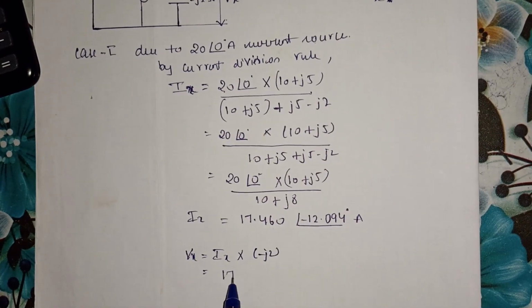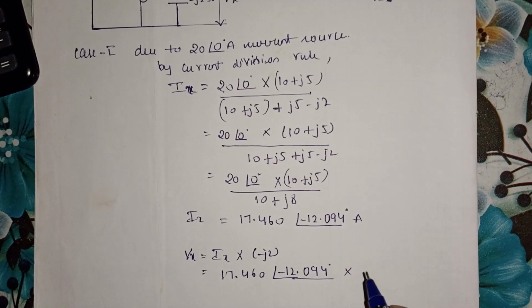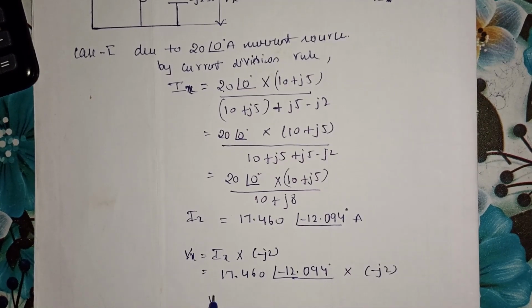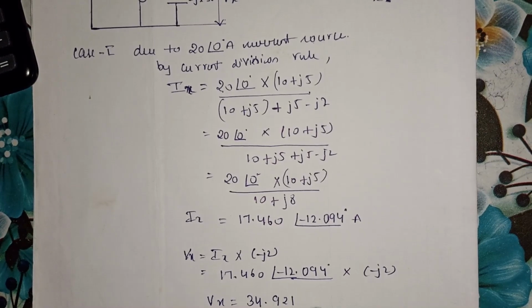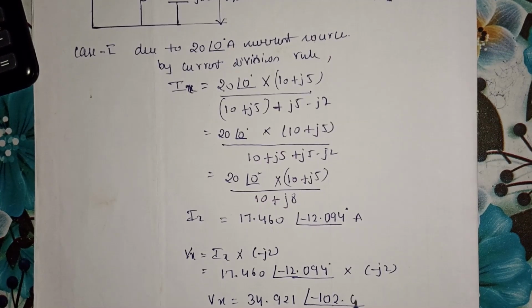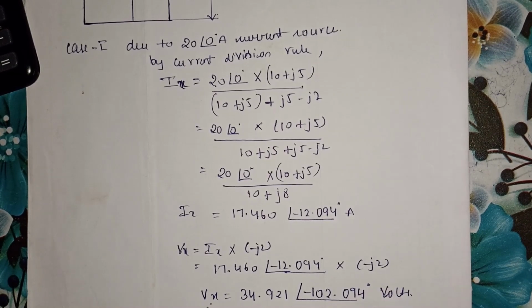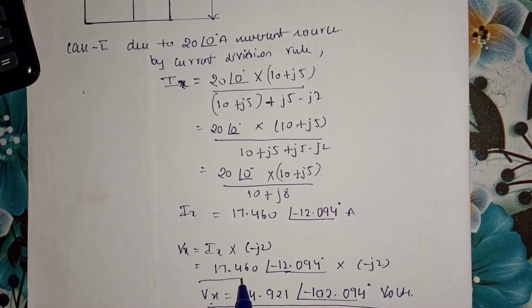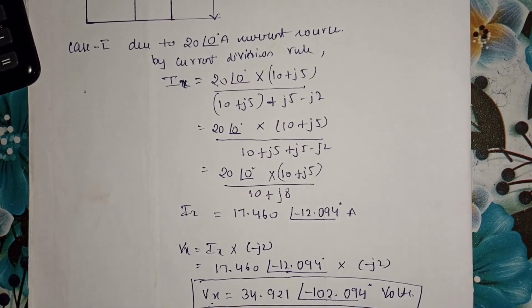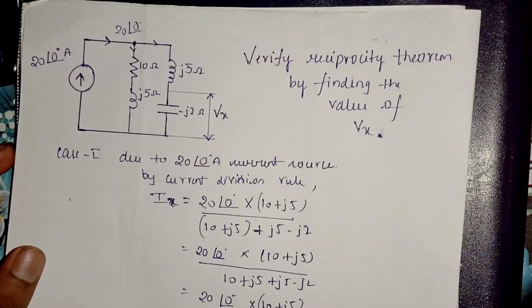So what is my current value? 17.460 at an angle of minus 12.094 degree. When multiplied by minus j2, you get a voltage value equal to 34.921 at an angle of minus 102.094 degree volts. So this is the answer for the voltage Vx across the minus j2 ohm impedance. So this is the first case.